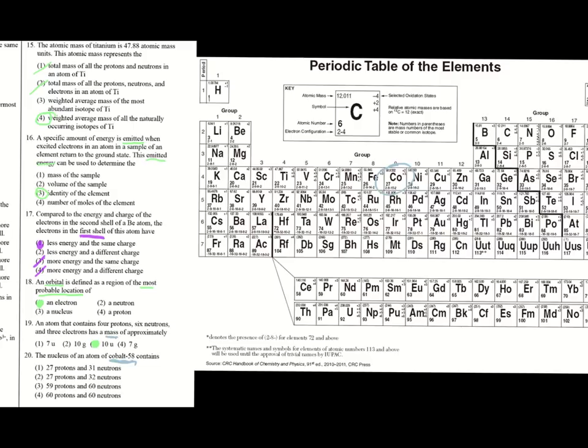Now, how do we figure out the neutrons? If we have 58 total as our mass number, and we have 27 protons, we need to figure out how many neutrons. Alright, so 58 minus 27 will get us the number of neutrons. And so 58 minus 27 will get us 31 neutrons. And that is choice 1. That is how you figure out the number of neutrons from the mass number.